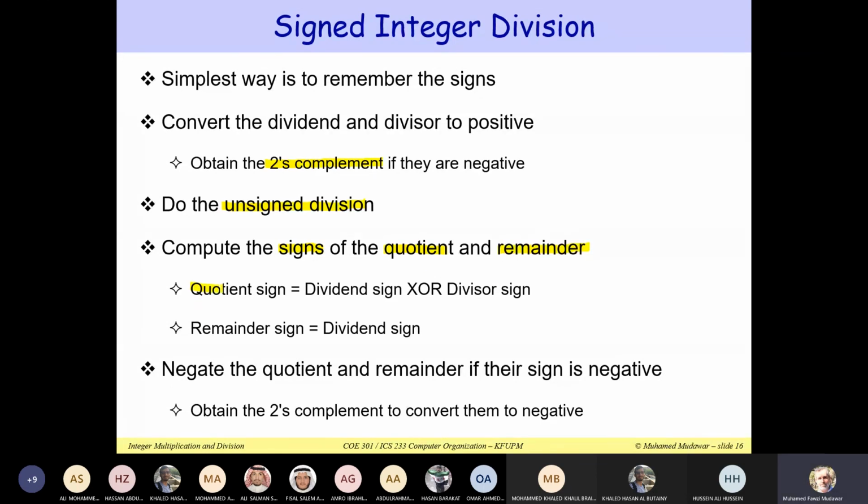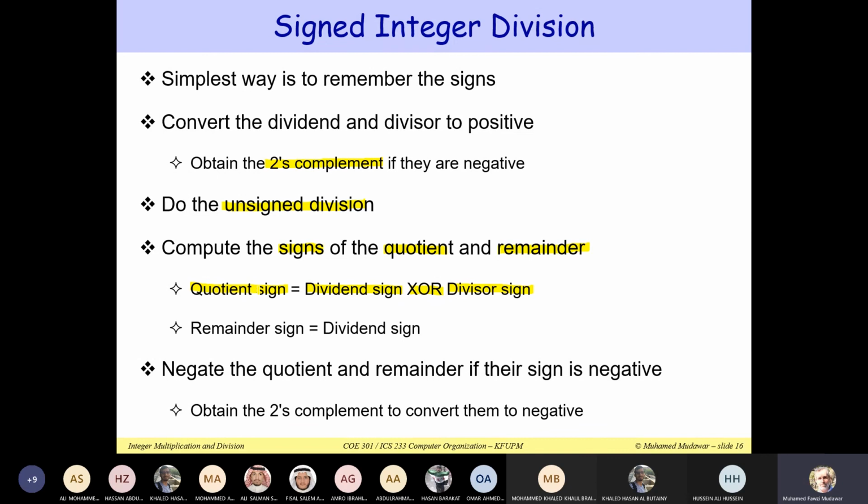In the case of the quotient, the sign is the dividend sign XOR the divisor sign. So you look at the signs of the dividend and the divisor. If the signs are identical, you get a positive quotient. If the signs are different, you get a negative quotient. For example, if both are positive or both are negative, you get a positive quotient. That is, negative divided by negative is positive. If one of them is positive and the other is negative, you get a negative quotient. The same thing applies in the case of multiplication, by the way.